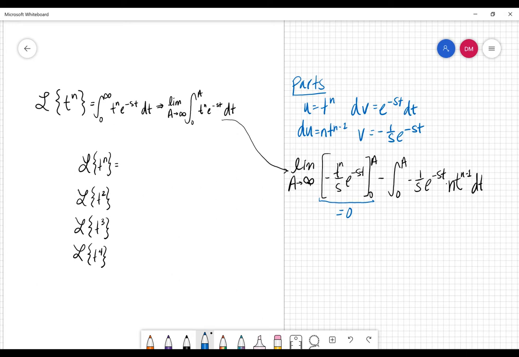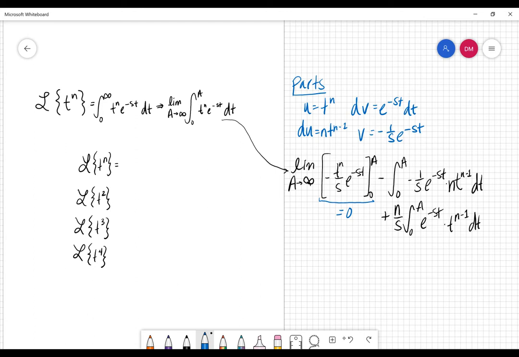And so if I bring out my constants here, just pull all that to the front, I get a positive n over s. And then I'm integrating e to the negative st times t to the n minus 1 dt. Okay, this right here, we could keep going because we see that we have parts again, but obviously we see a bit of a pattern. What we were originally integrating was exactly this, but t to the nth power, right? So this is just going to keep going.